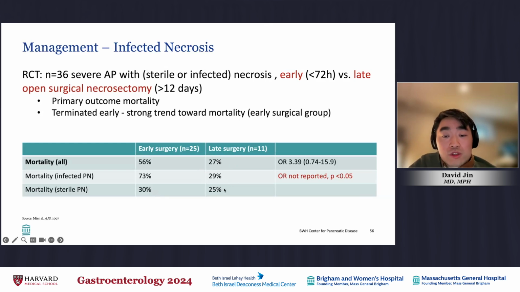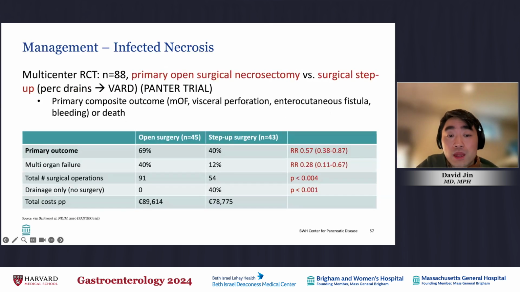But look at these mortality rates in those undergoing early surgery. The mortality was 56%. And if the patient had infected necrosis, 73% mortality in early surgery versus 29% in delayed surgery.